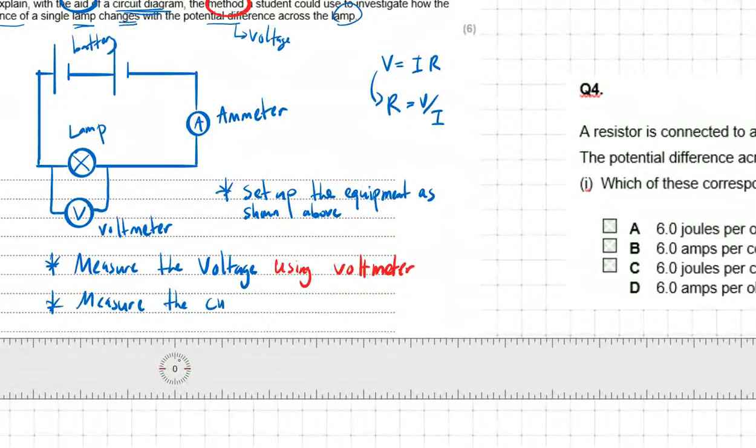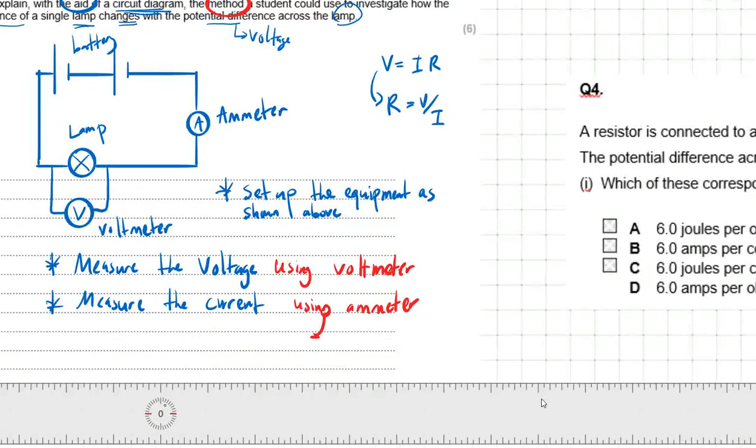Measure the current with what? How are we going to measure it? Using the ammeter. So we need to say those things. Right now, what's happening is we want to know how the resistance changes with changes in the potential difference.